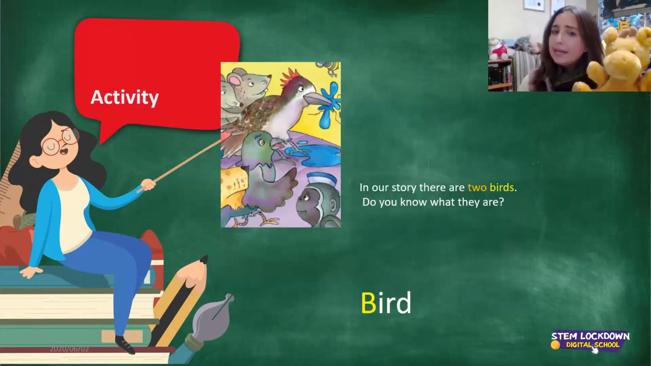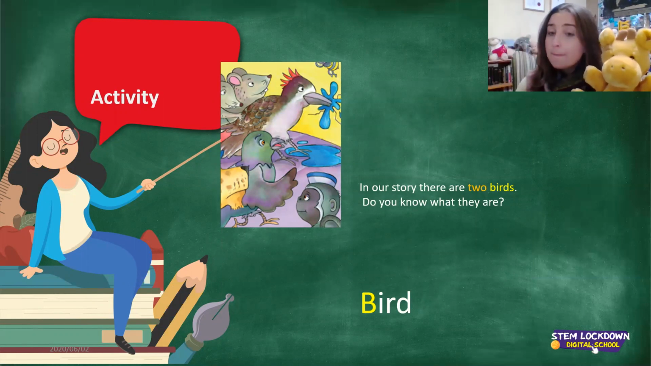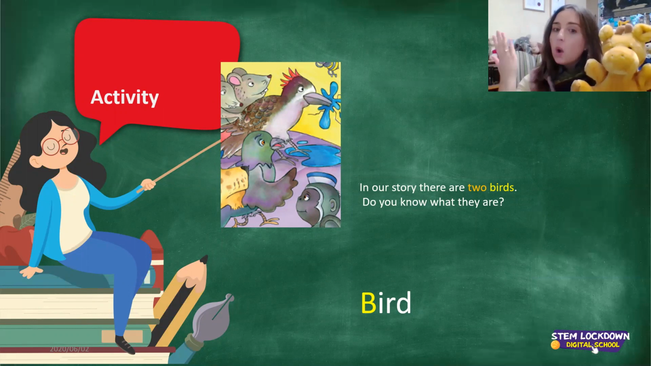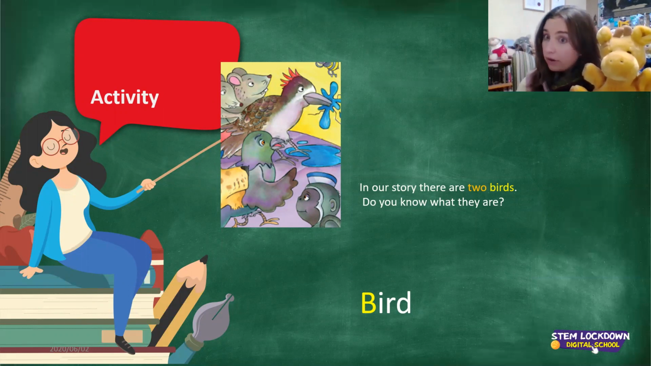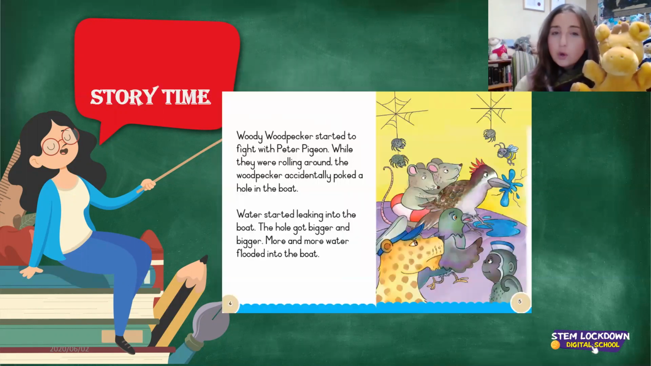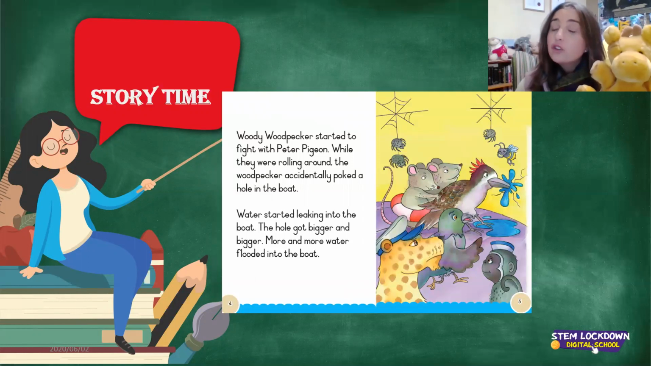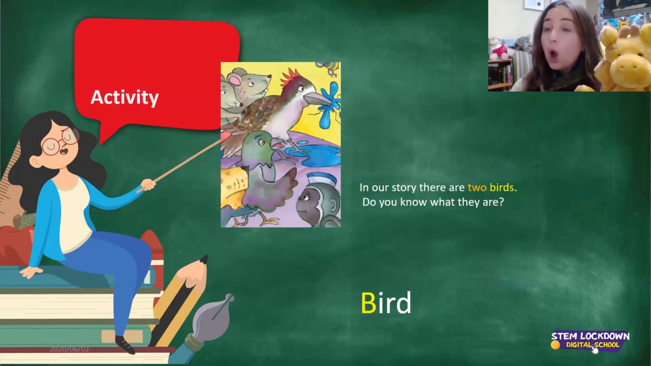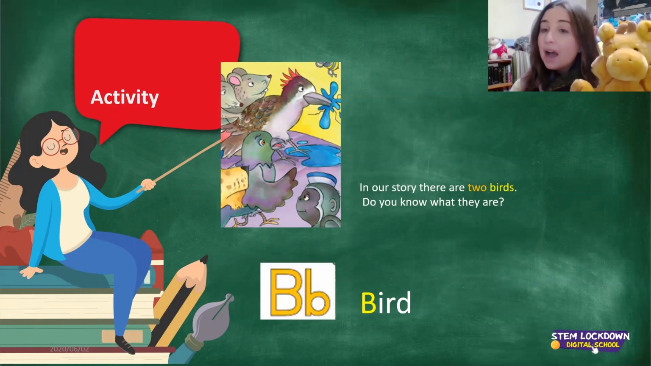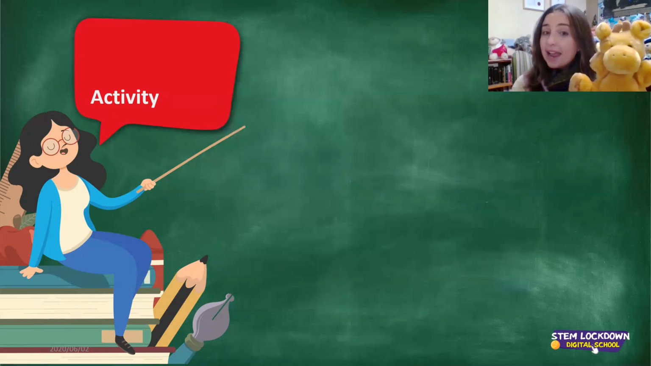So, in our story, there are 2 birds. Do you know what they are? Can you remember? So, I just told you the story. Let's go back. Woody the woodpecker started to fight with Peter Pigeon. They are birds. B for bird. So, what are their names?